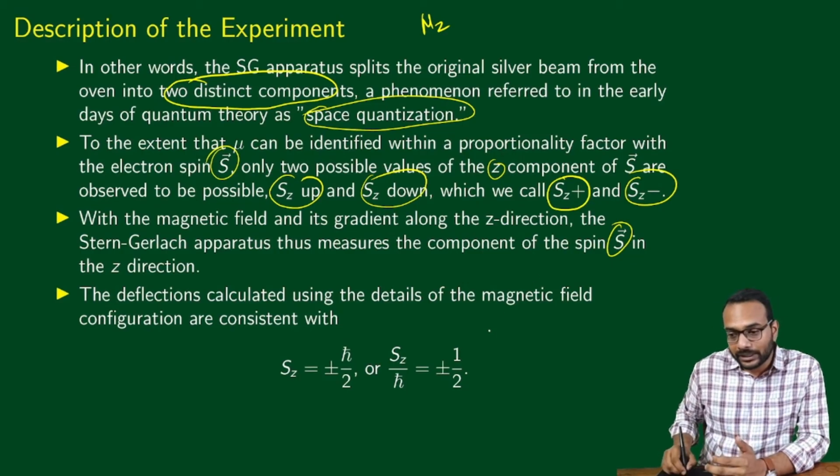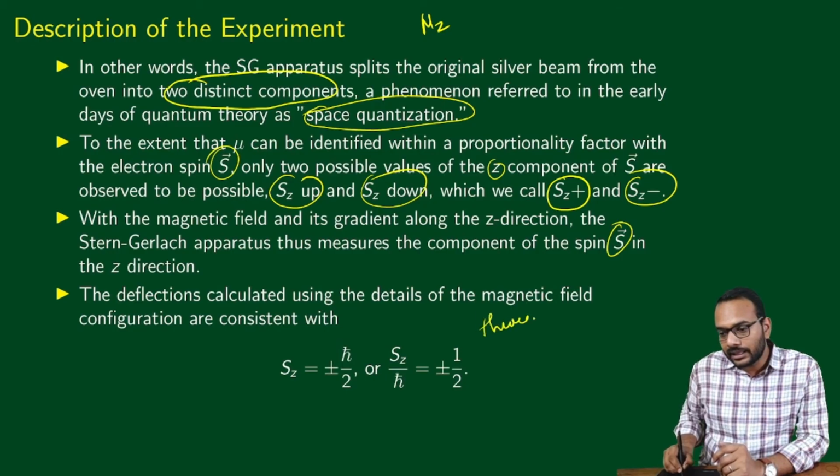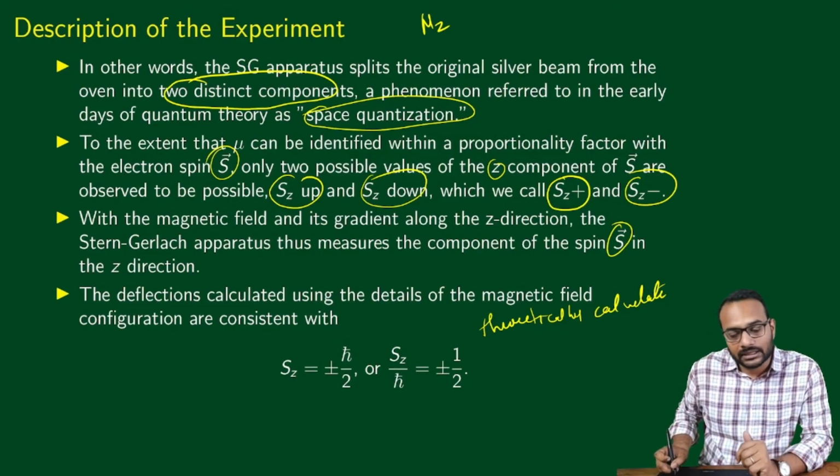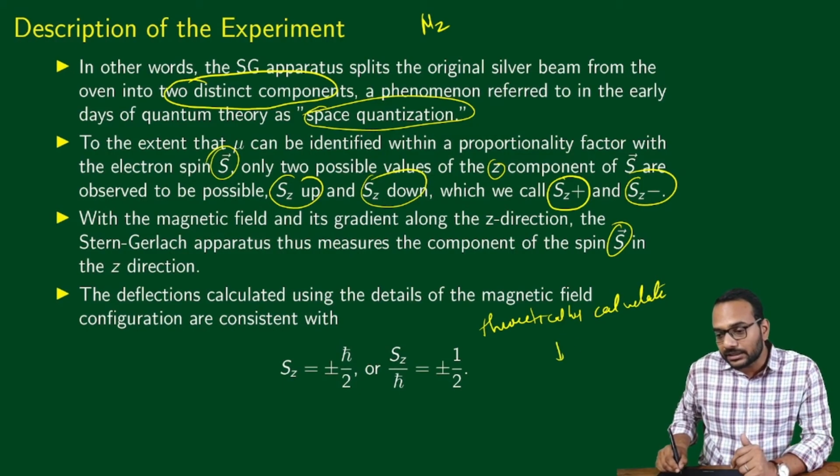So what we do here is that you theoretically calculate the deflection, and then you compare this. There is an unknown in the theoretically calculated deflection. Now you actually compare this with the experimentally measured deflection.